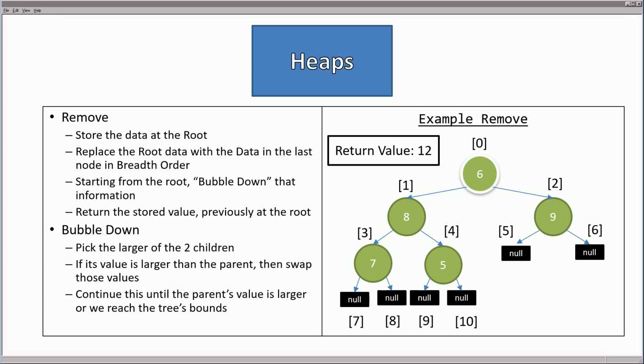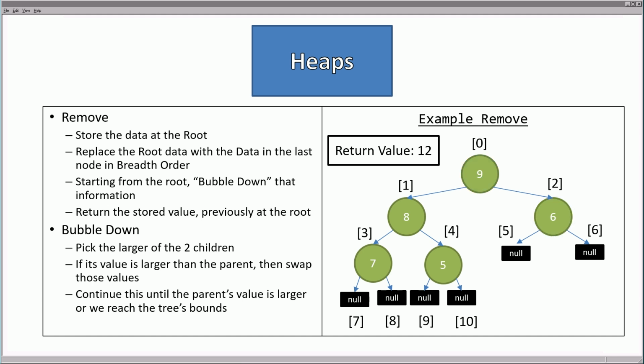We have to look at the left and the right children. So starting from this index, in other words index 0, 2 times 0 plus 1 is 1. This is the value of the left child. 2 times 0 plus 2, this is the value of the right child. Looking at each one of these, we pick the larger of the two. This means we choose the right child. And as we can see, the value at the right child, 9, is greater than 6. So we must swap those values.